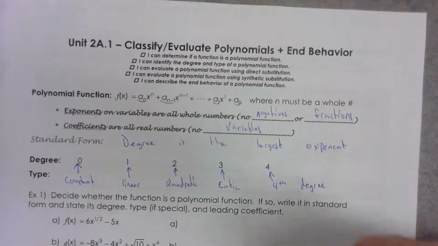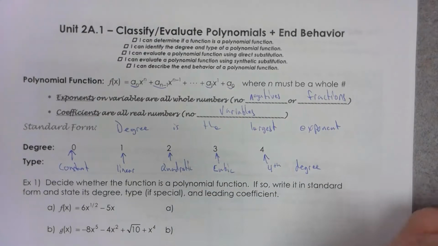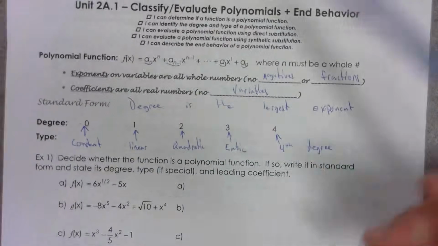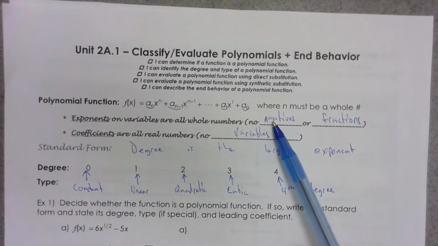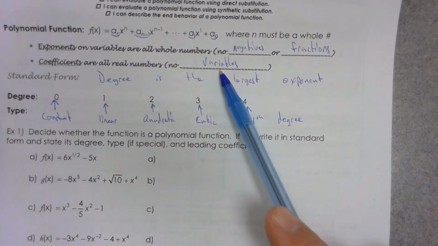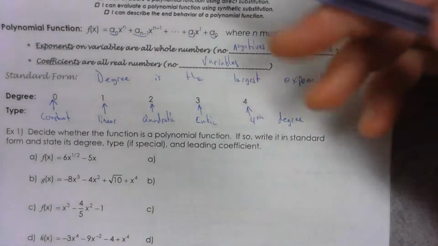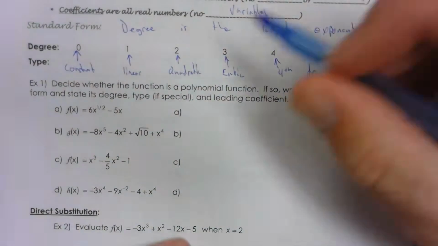Okay, so in this section, you're supposed to pause the video and check to see which one of these is considered an actual polynomial. Which one's going to follow our rules? So our rules for it being a polynomial is that the exponents can't be negative, they can't be fractions. The coefficients have to be real numbers, no variables, right? I think it was supposed to say no imaginary numbers there.